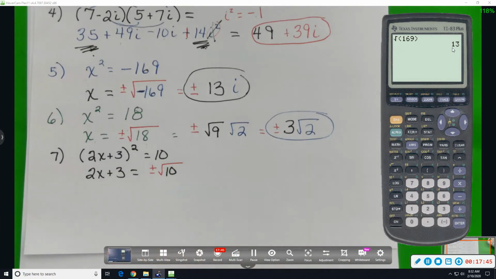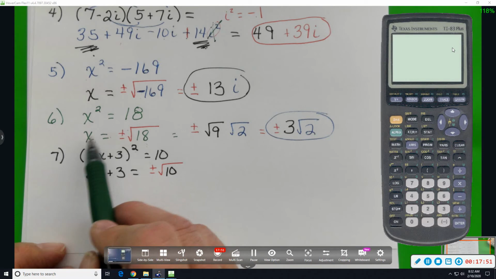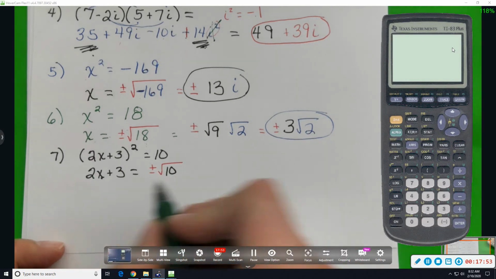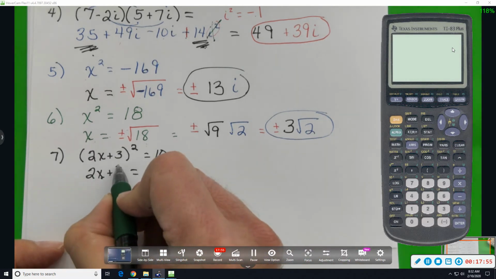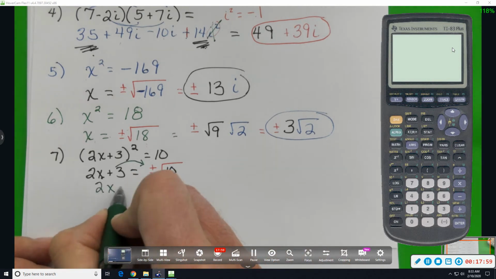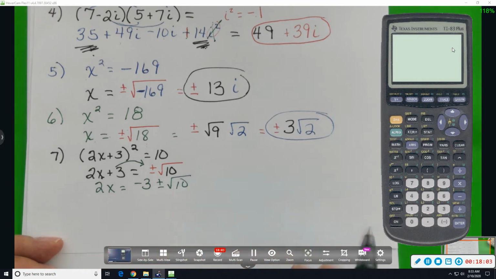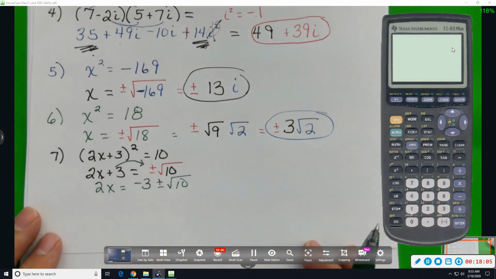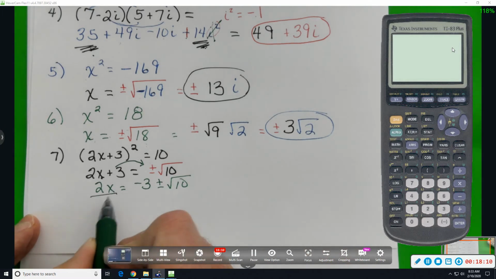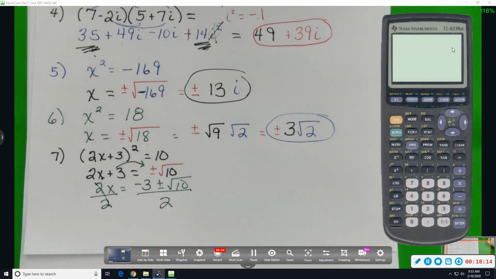Well, what do I do now? Get the x by itself. We need it in the form x equals. So what would y'all do to get the x by itself? Would y'all move the 3? So we have a negative 3 plus minus square root of 10. And then do what to get the x by itself? Divide by 2, and I think we're finished.